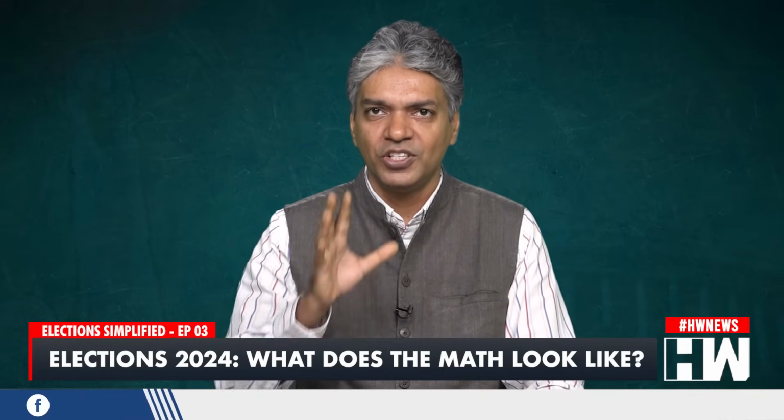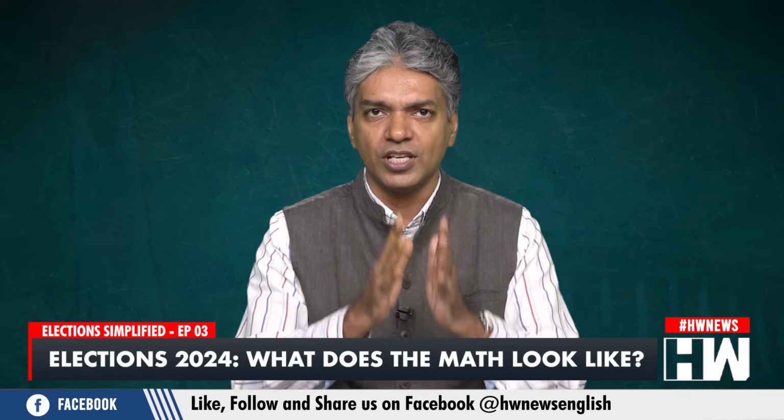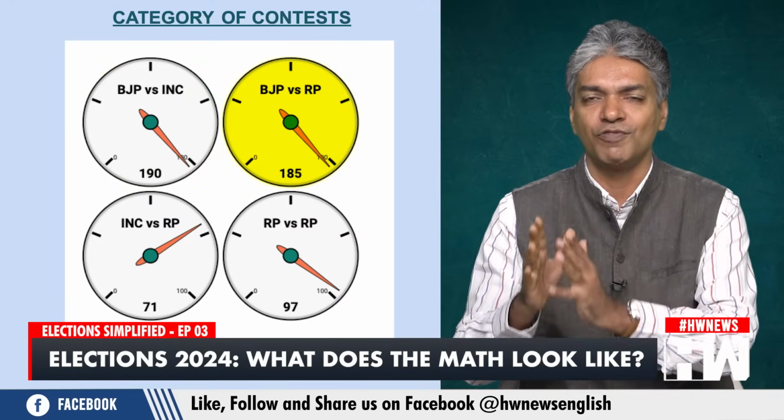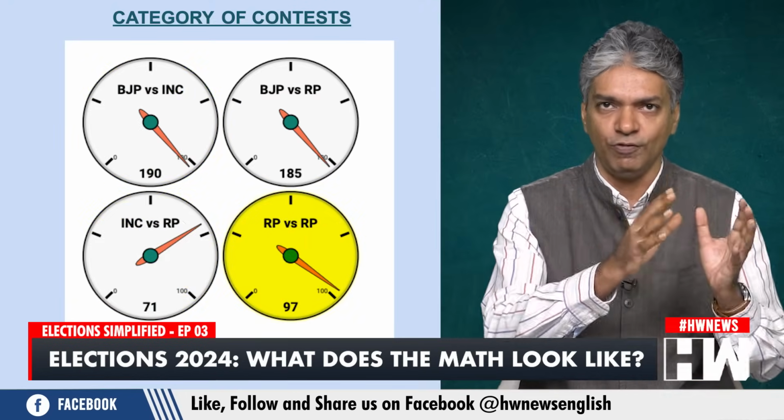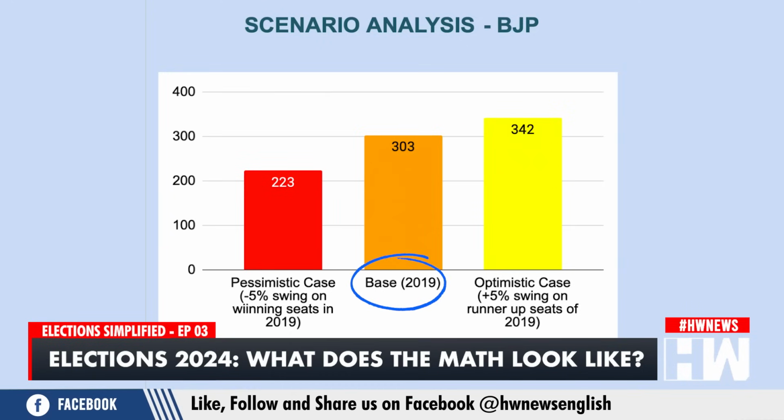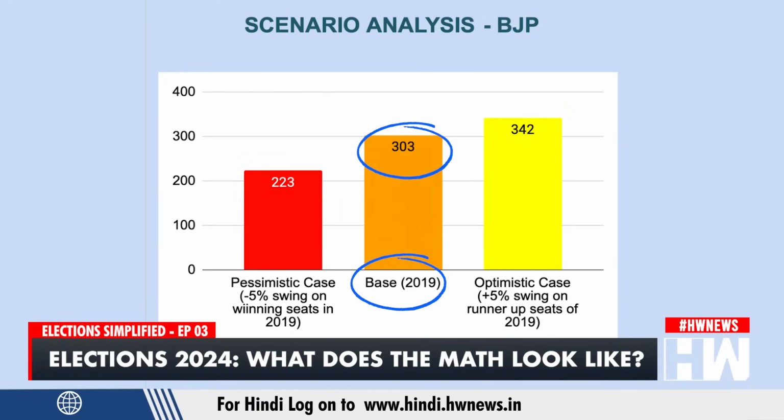So now, who will win 2024? Let's discuss some scenario analysis after discussing the 4 categories of contests which are likely to happen in 2024. BJP starts with a base of 303 seats. If there is a 5% swing against the BJP on these seats, where it won in 2019, what does it mean?